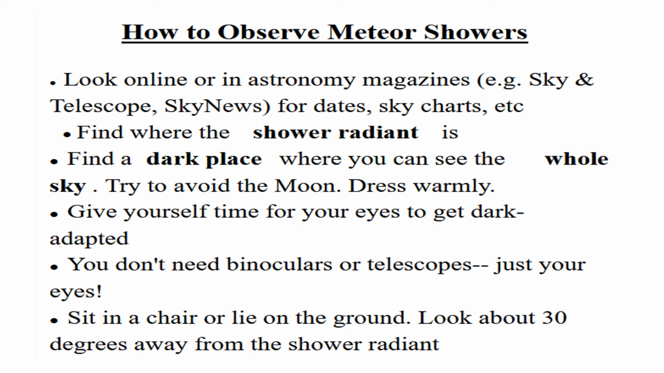You have to dress warmly because it is cold at night time. Then give yourself time for your eyes to get dark adapted, and you can stay long looking at the night sky. You don't need binoculars or telescopes, just your eyes. Get a chair, then you can sit or lie on the ground. Look about 30 degrees away from the shower radiant.